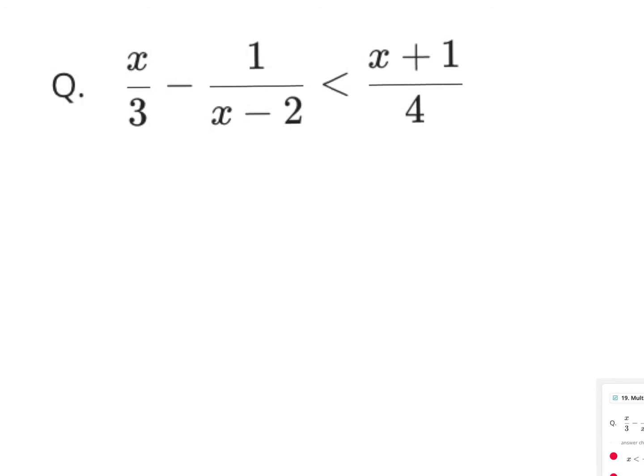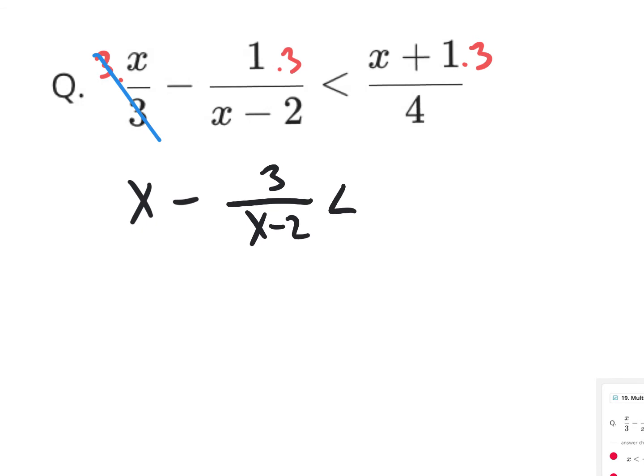I'm going to get rid of the first fraction by multiplying everything by 3. Obviously that cancels. What do I have left? A beautiful x, a minus sign. This obviously is not going to cancel with that denominator, so I'm going to multiply 1 times 3. That'll be a 3 over x minus 2. So we have 3 over x minus 2 is less than, just simply comes down. And now notice up here we have a binomial times 3, so I actually have to distribute. Don't forget to distribute. So my answer will be 3x plus 3 over 4, okay?